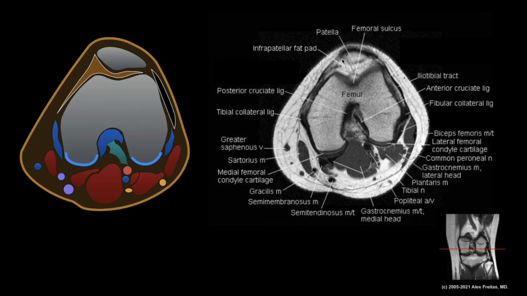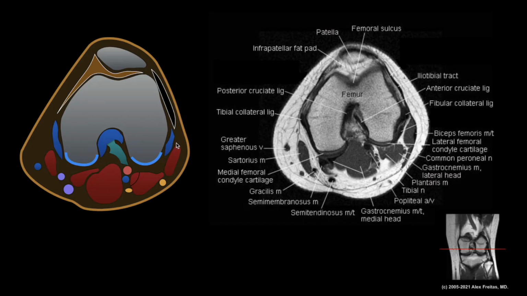In the anterior part we can see the patella, then we can see the infrapatellar fat pad, and in the middle of the picture we can see the femur too. And the femur has the medial femoral condyle cartilage. In my head the cartilages and ligaments are blue color, and we can see the medial one and the lateral one. So why is it medial and lateral?